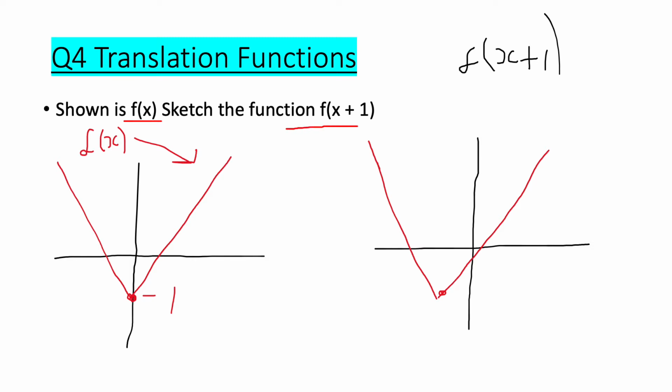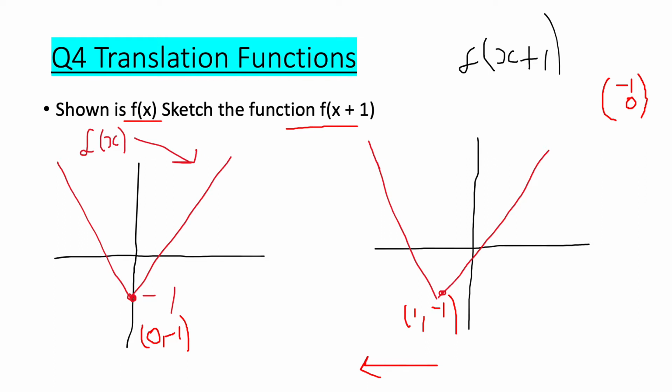Now, f of x plus 1 means that it is a translation vector. So it's moving one place to the left, so it's going in this direction. All the x coordinates move one to the left, so it's going to look something like this. It's currently on 0, minus 1, so that's the only point that we've been given. It doesn't cross the x-axis at a whole number, so it was hard to define what that meant. Moving that to the left here means that this new point is going to be minus 1, minus 1. So everything's moved one place to the left.